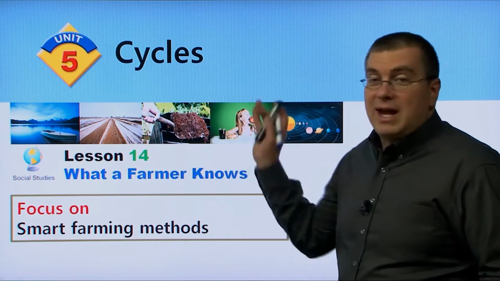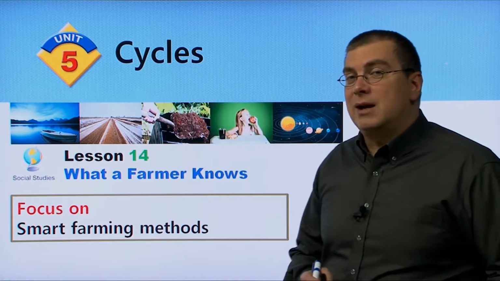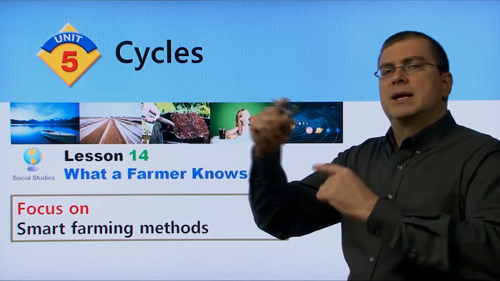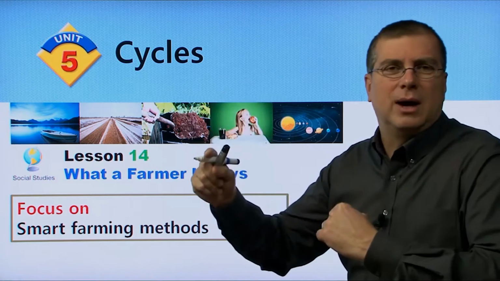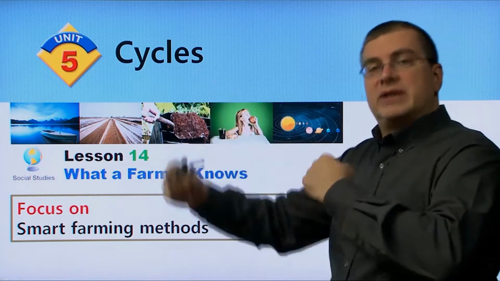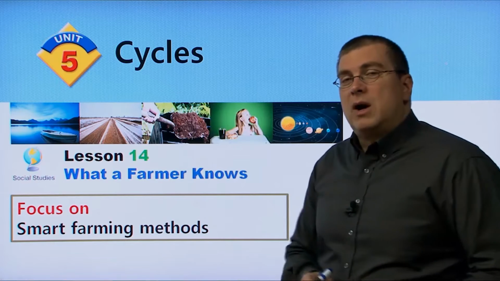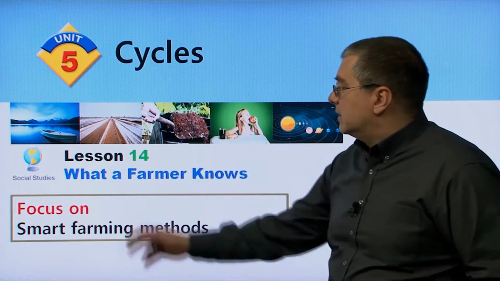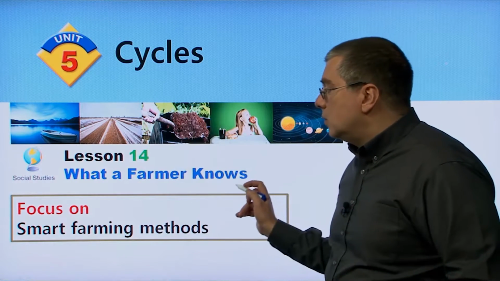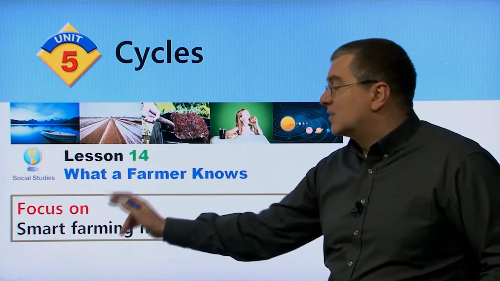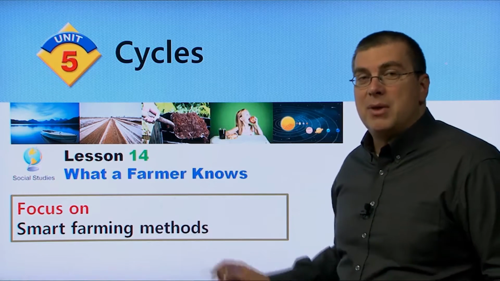We're going over cycles still. We're still talking about cycles. As you remember, cycles are things that don't really start anywhere or finish anywhere. They just kind of go and they repeat again and again. But what we're talking about in Lesson 14 is what a farmer knows, and we're focusing on smart farming methods.